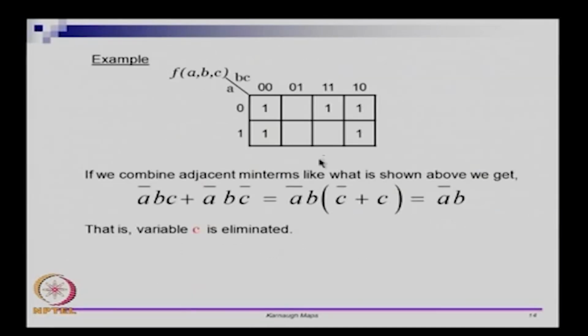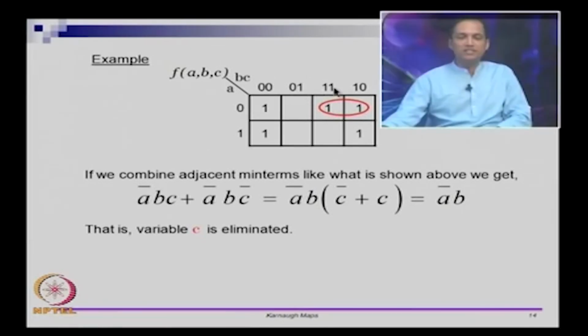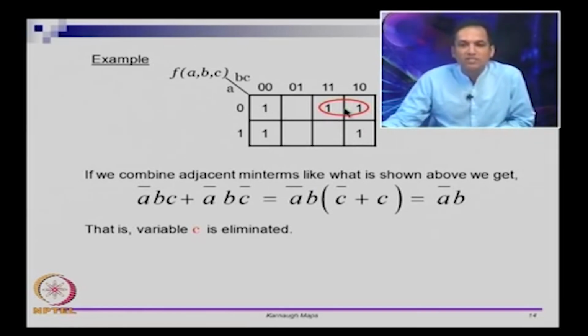Let us do this one more time. Let us look at these two ones which are adjacent to each other. If I group them together, this term corresponds to A bar, B, C, and this term corresponds to A bar, B, C bar. So, we have that as an expression here. A bar B is common, so you can take it out, and these two ones correspond to A bar B.